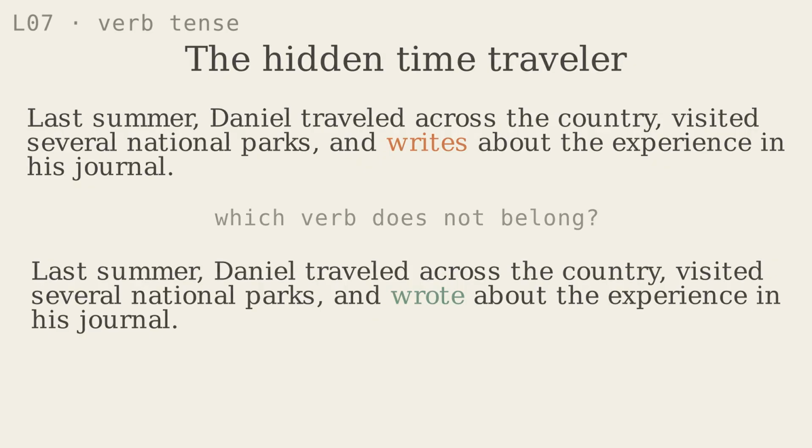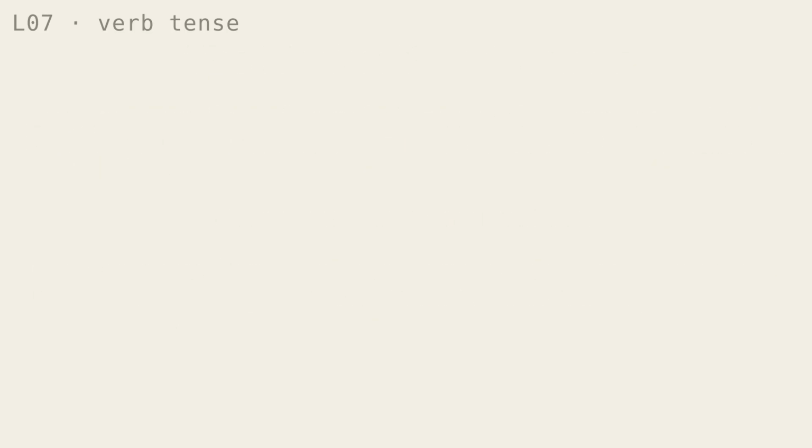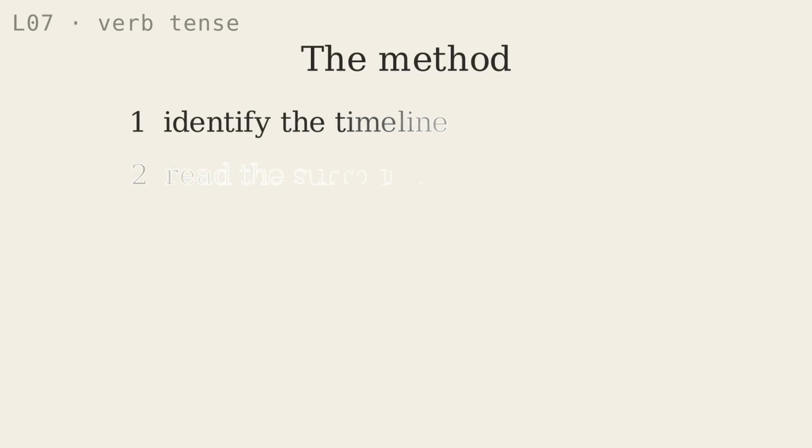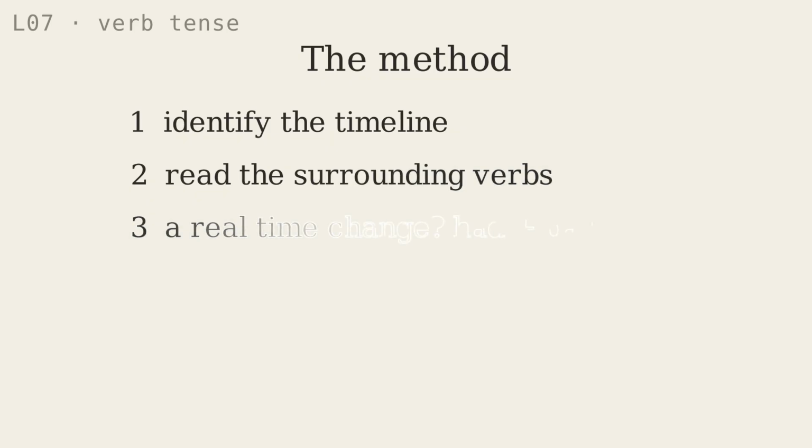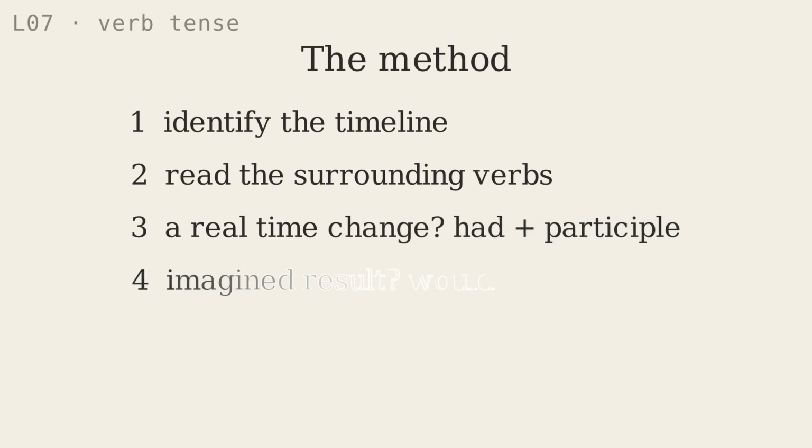Here is the method to remember. First, identify the timeline. Is the sentence discussing the past, the present, or the future? Second, examine the surrounding verbs. They usually reveal which tense the sentence needs. Third, look for a genuine reason to change time. A phrase such as by the time may signal that one past event happened before another. In that case, use had plus the past participle. Finally, look for hypothetical situations. When the result is imagined rather than certain, would may be the correct choice.